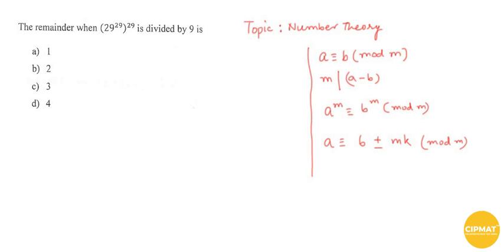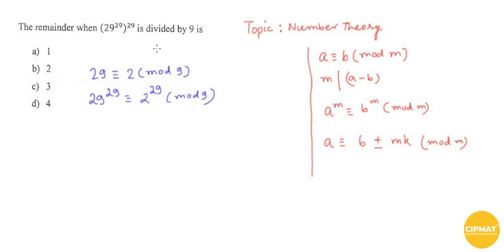So we have 29 to the power 29 into 29 divided by 9. What is the remainder? First of all, 29 is congruent to 2 mod 9. I hope this is clear to everyone, because 29 minus 2 is 27, and 27 is divisible by 9. 9 into 3 is 27. Now 29 to the power 29 will be congruent to 2 to the power 29 mod 9. Now we need to break this down to something familiar.